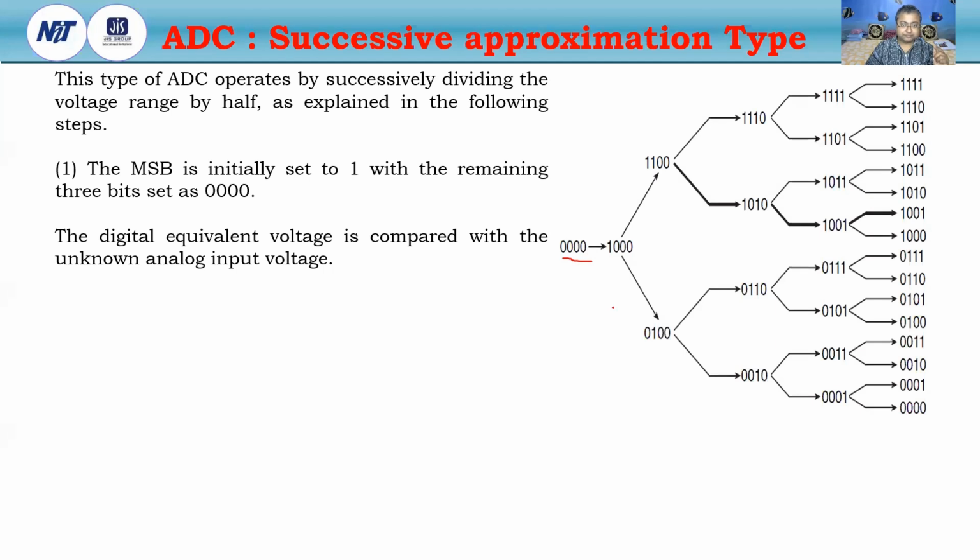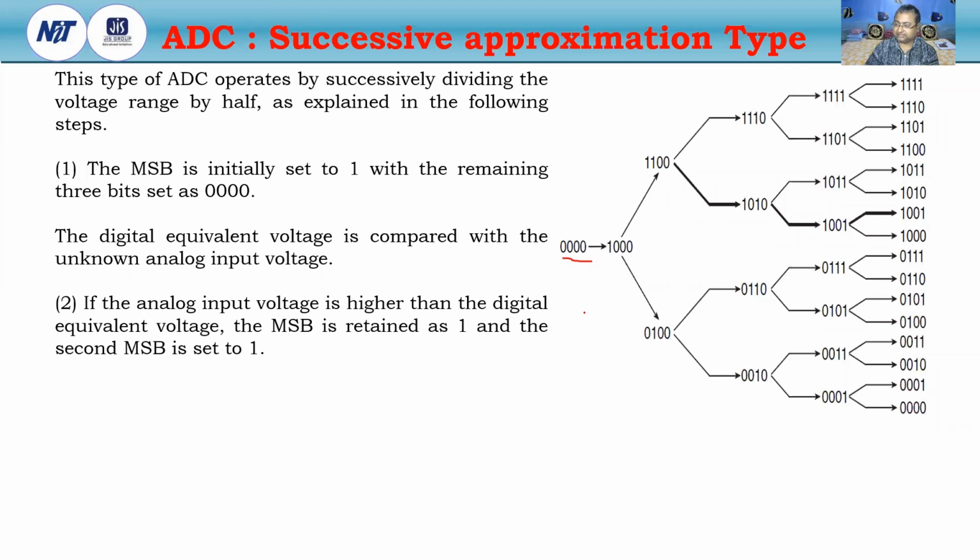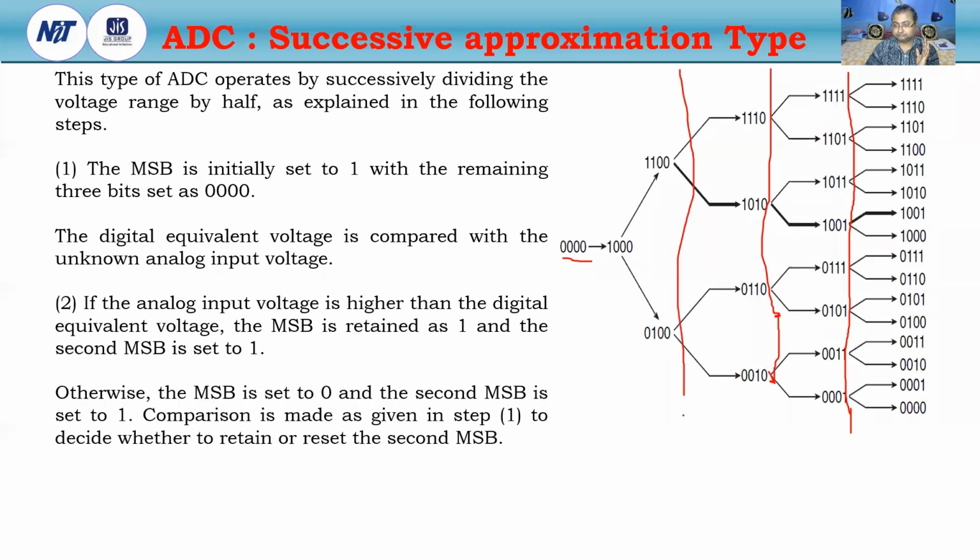Second step, but before coming to the second step, the digital equivalent voltage is compared with the unknown analog input voltage, as I told in the previous slide. Always it should be compared with the reference voltage. So VA should be compared with the reference voltage in every clock cycle or clock pulse. So here there are 4 clock pulses: 1 step, 2 step, 3 step, and the 4th step.